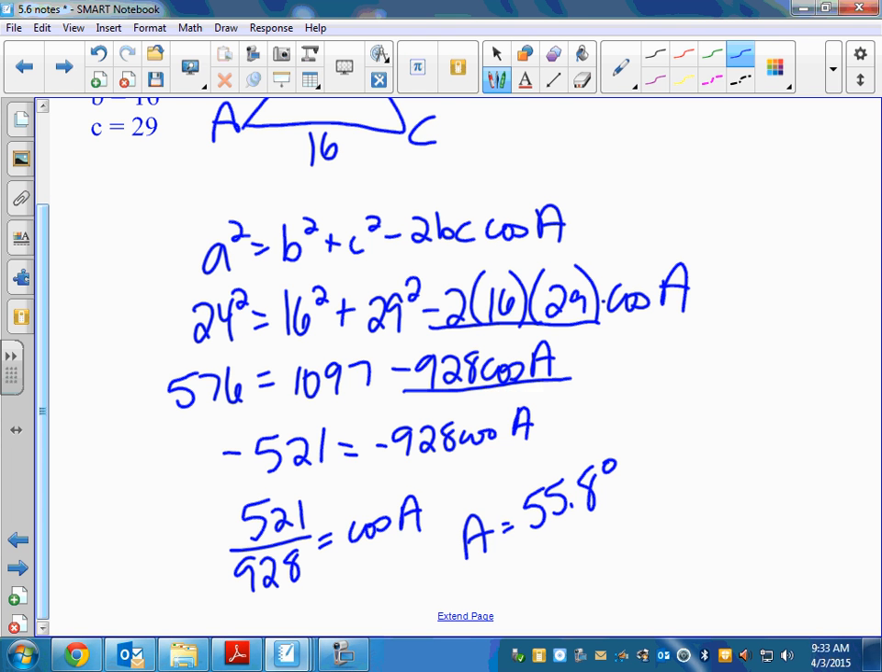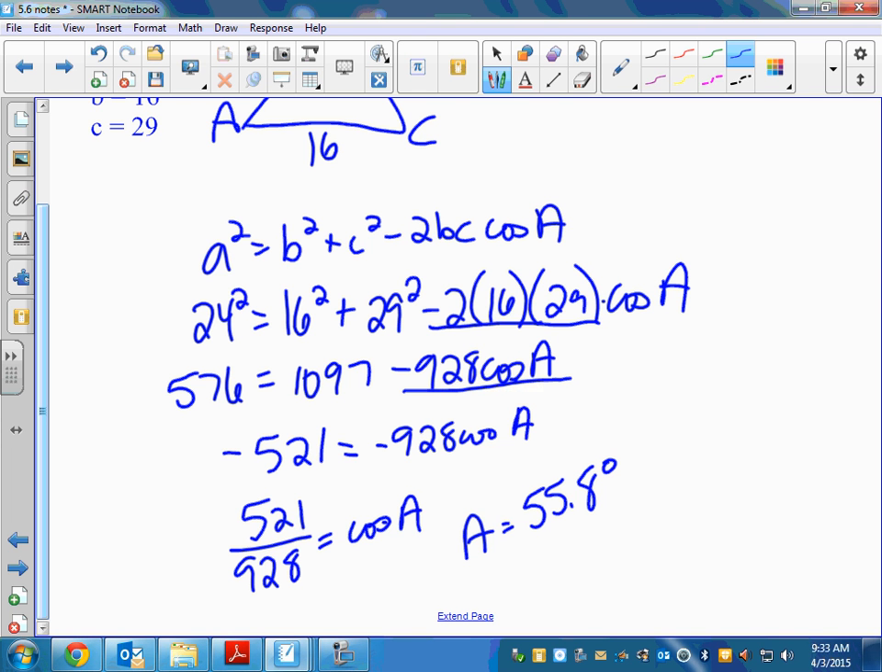Calculator help? My advice is, I just leave that as a fraction. I do inverse cosine and I just type in 521 divided by 928, and I don't have to write all those decimals down. Whew, that was a lot of work, right? Why is it inverse cosine? Because if you're solving for an angle, the only way to get rid of cosine is to do inverse cosine. Anytime we solve for an angle.